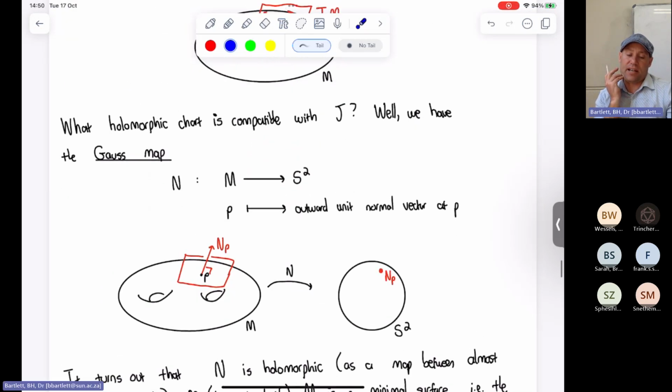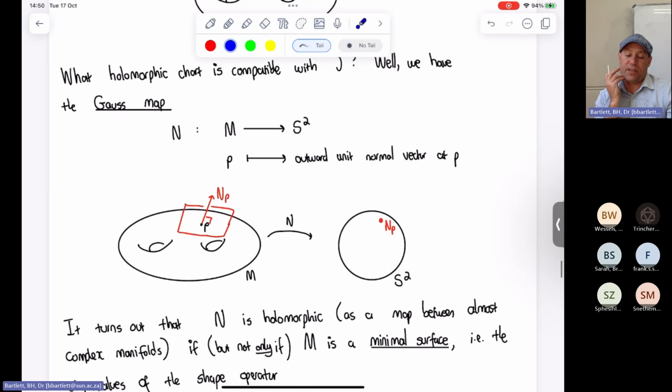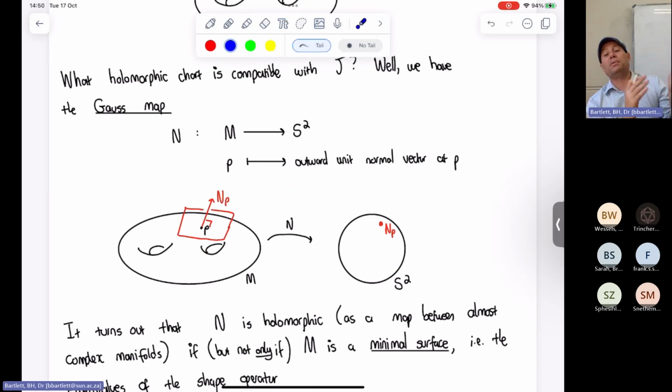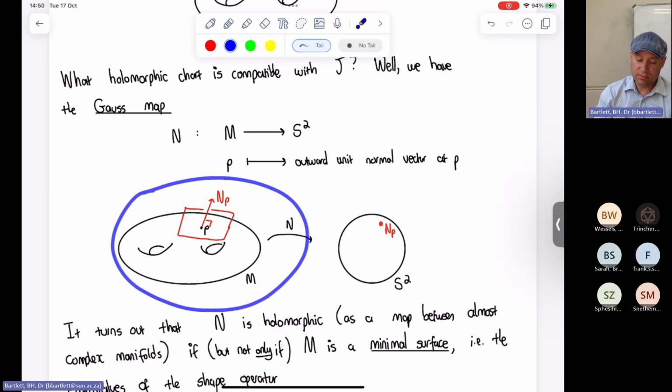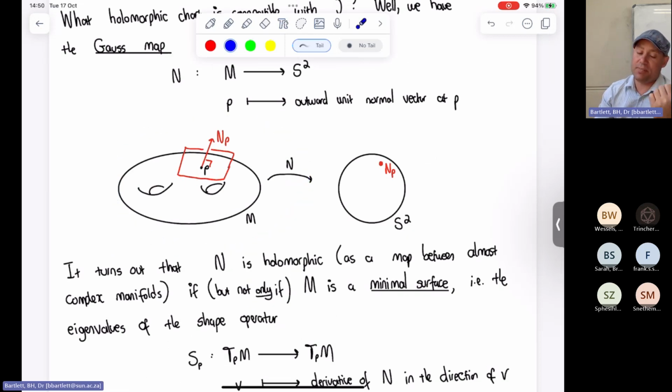And it turns out that the Gauss map is holomorphic as a map between almost complex manifolds if M is a minimal surface. So M has to be a certain kind of surface. If M is a certain kind of surface, then you're assured that this Gauss map is a holomorphic map, which means the Gauss map would then provide you with holomorphic charts on M. What does it mean to be a minimal surface?